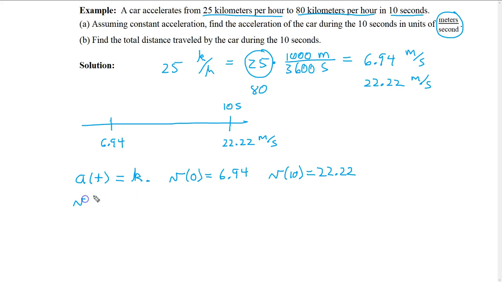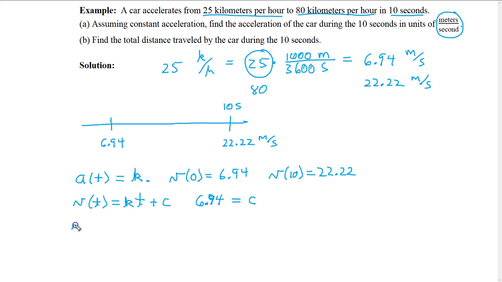So our velocity, taking the antiderivative of just a constant k, we get kt plus c. So we have two unknown constants here, c and k, that we need to solve for. So we'll use these two equations to solve for them. So the first one here, v of 0 equals 6.94, that implies that if we put 6.94 in for the v and 0 in for t, we get that c equals 6.94.